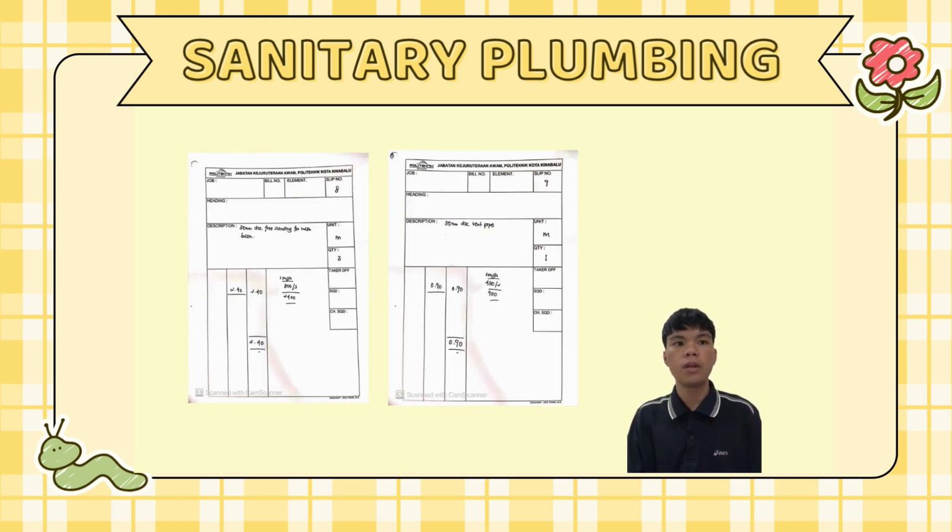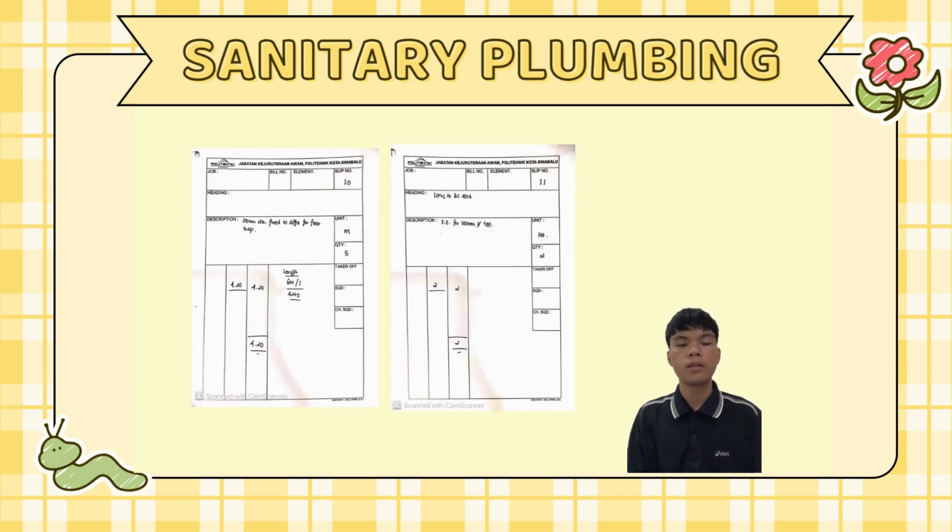Next one is 50 mm diameter, freestanding for wash basin. Unit in meter. Length is 800 times 3, so it's 2400. It's counted as 2.4 meter, so the quantity is 3. Next one is 50 mm diameter vent pipe. Unit in meter. Length is 450 times 2 equals 0.9 meter, so the quantity is 1.